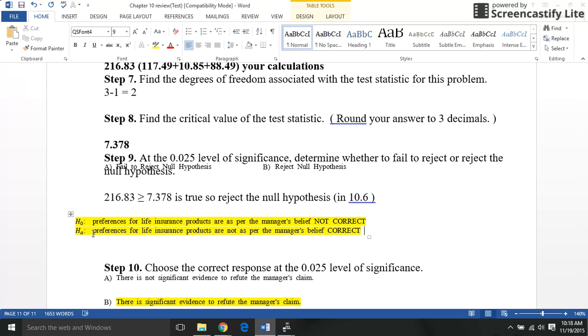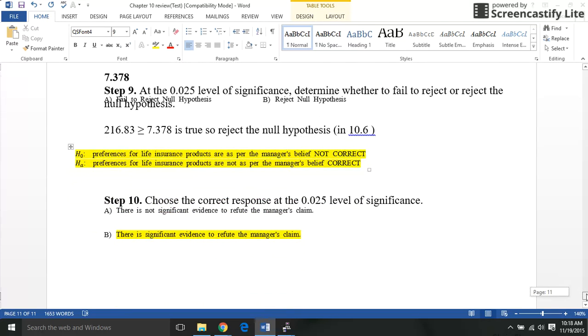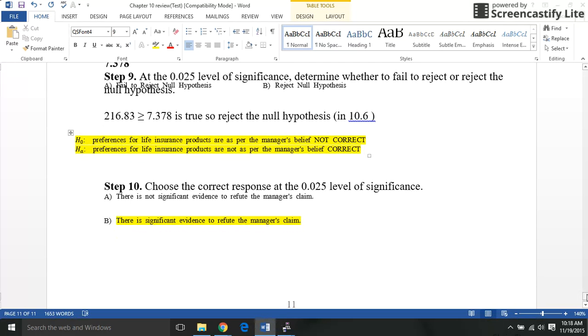So what we're hearing now is that we did not get the 20%, 30%, or 50%. We don't know which one is different. We just know that one is different. So how do we conclude this? There is significant evidence to refute the manager's claim because we found out it wasn't true. So that's how you do a problem where your probabilities are different.